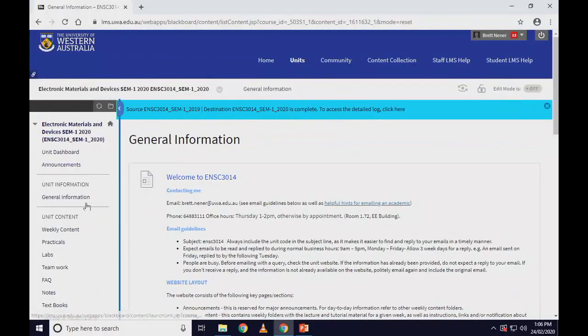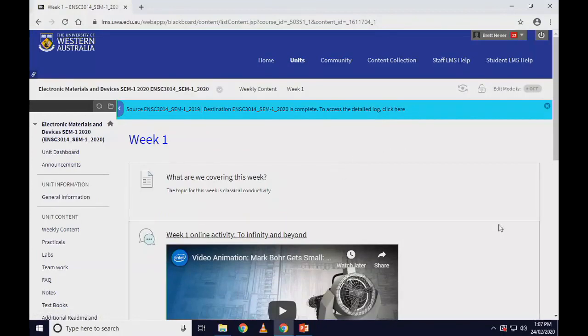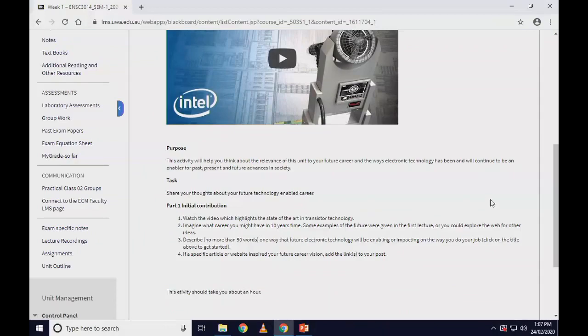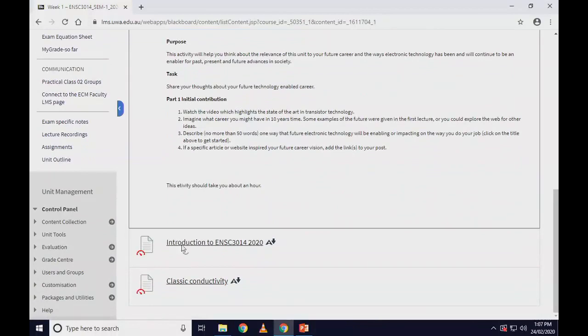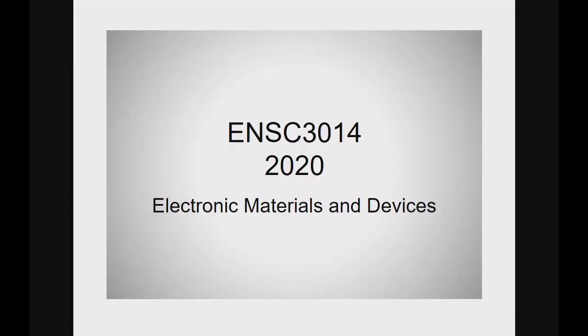the way this LMS is broken up is there's unit content, and there is weekly content, and this is week 1. In week 1 we'll be looking at classic conductivity, mostly in metals, because we need to do some quantum mechanics to look at semiconductors. But before we do that, we will be looking at an introduction, by way of motivation, on why you should study this unit and why semiconductors are important.